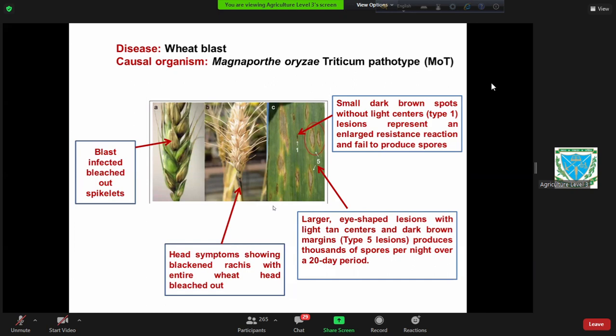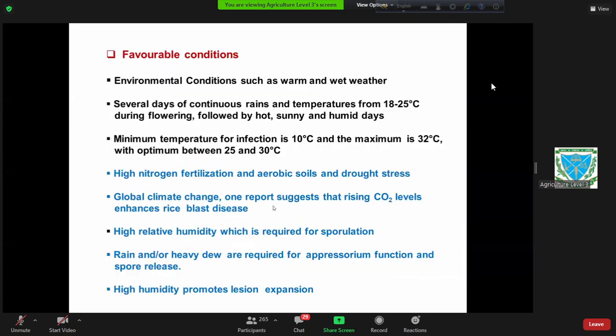Now the question is when. If you see here, what are the conditions that basically induce the wheat blast infection? You see warm and wet weather, and if you noticed, continuous rain, especially in early to mid-February. For example, this year we have no rain in February. In 2016, there was rain in early February or mid-February, followed by warm temperature. When? During flowering.